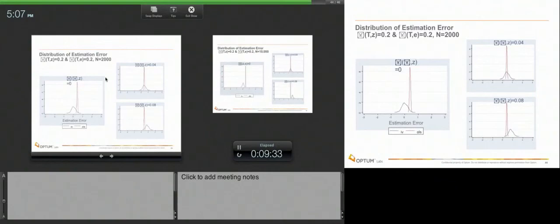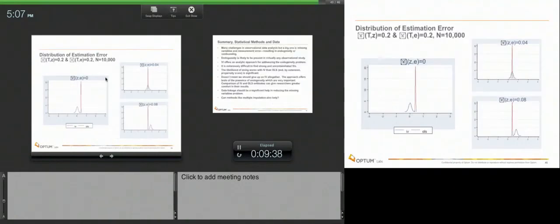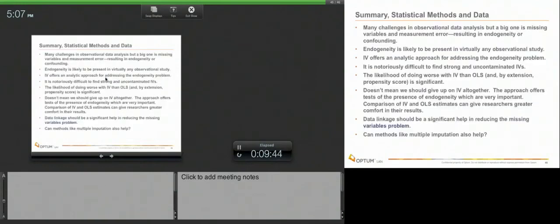And then here's what happens with 2,000 observations, and then with 10,000. It just gets more and more precise. So the bottom line is that I think we're sort of in a new world in terms of our ability to do good observational studies and link data together, to be able to tackle these challenges. Any observational study is going to have these challenges that we've been talking about, but our ability to attack them is so much greater than it has been.